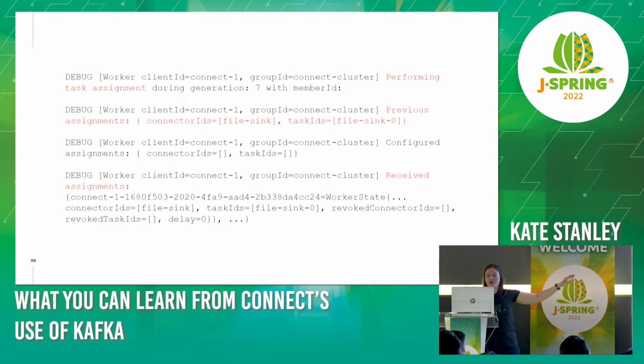So you can see here we've got performing task assignment, what the previous assignments were, so you can see the connector IDs and task IDs, and then you can see the assignments that come through and whether or not they've got revoked IDs as well. So this is definitely worth taking a look at, and you can really see it going back and forth.